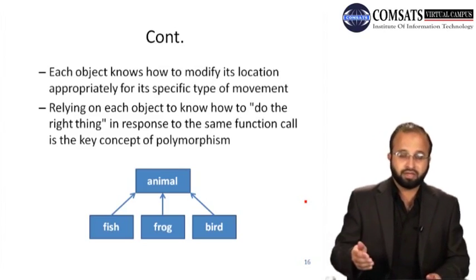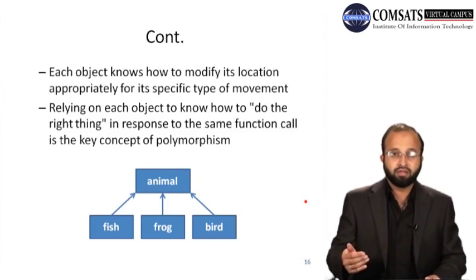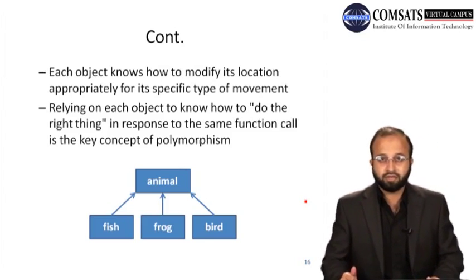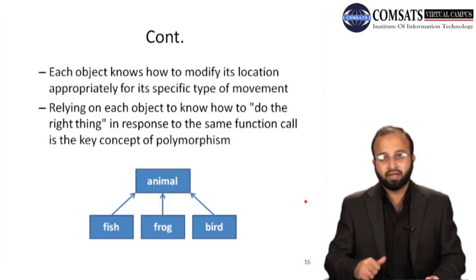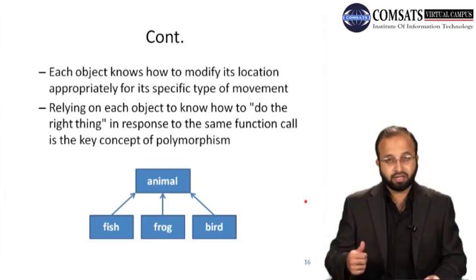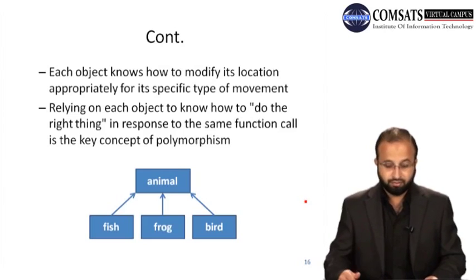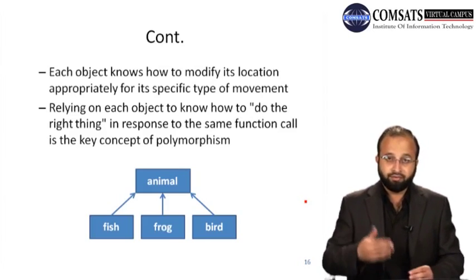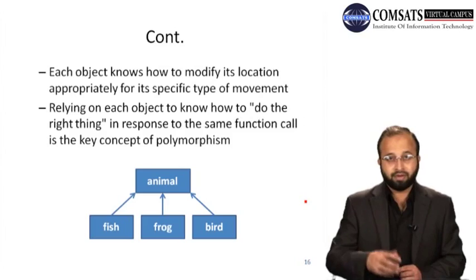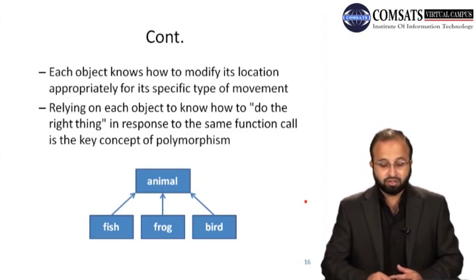फॉर एग्जांपल फिश के ऑब्जेक्ट के साथ जब आप मूव का फंक्शन कॉल करेंगे तो देन फिश का ऑब्जेक्ट स्विम करेगा, राइट और जब आप यही फंक्शन कॉल करेंगे फ्रॉग के साथ, देन इट विल जंप, राइट एंड दैट इन रिस्पॉन्स टू द सेम फंक्शन कॉल. सो सेम फंक्शन कॉल हो रही है डिफरेंट ऑब्जेक्ट के साथ और वो अपना अपना टास्क परफॉर्म कर रहे हैं, एंड दैट कॉन्सेप्ट इज एक्चुअली कॉल्ड पॉलीमॉर्फिज्म, राइट.